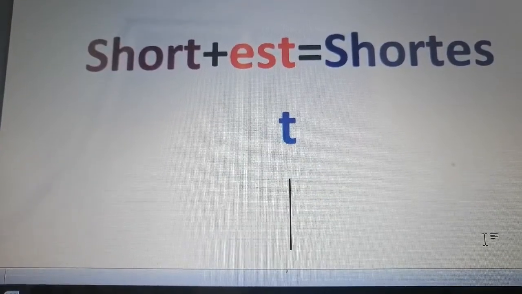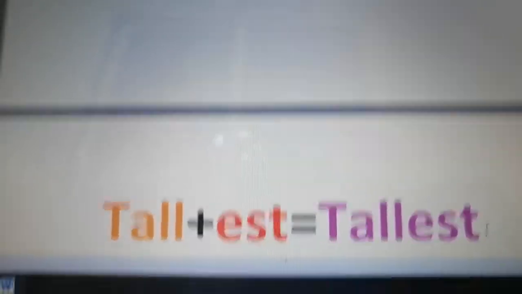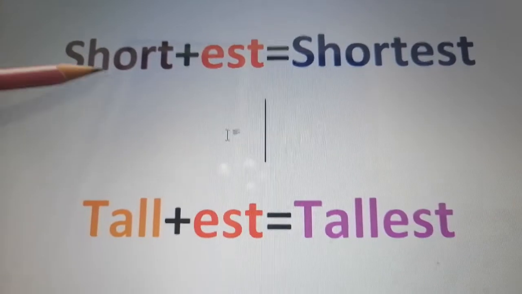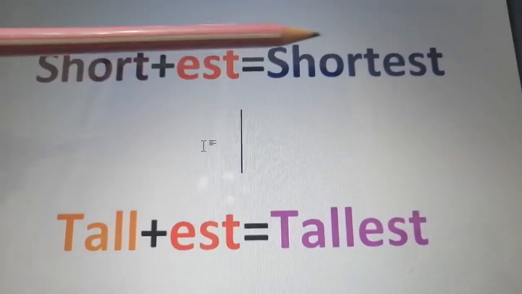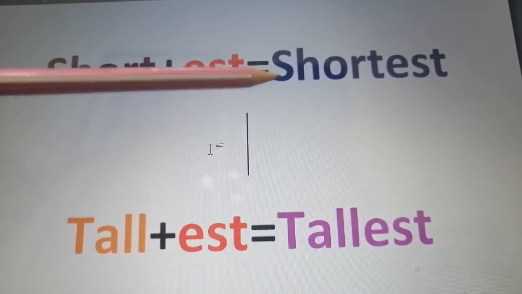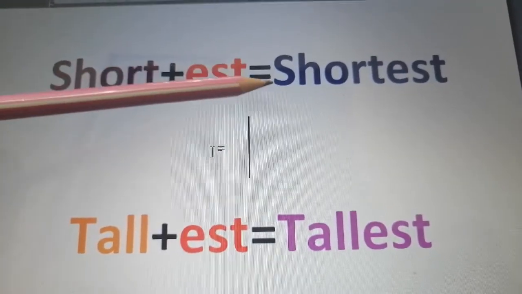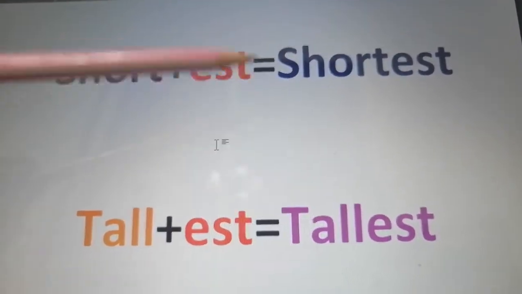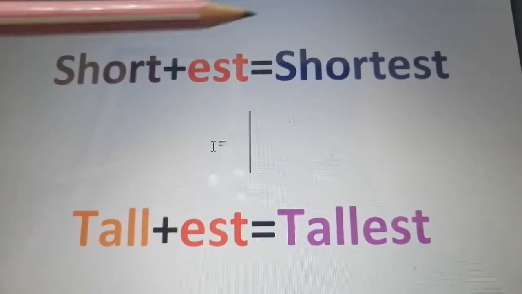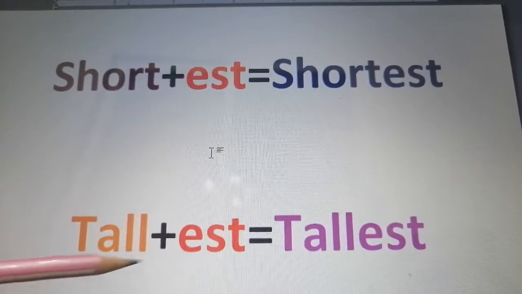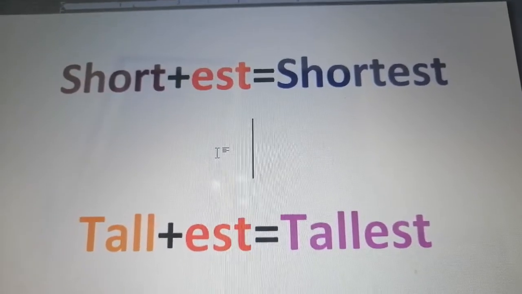Again, this is the adjective short. Then we add est to the adjective, so it is shortest. So when you see an adjective that ends with est, know that it is a comparative, and we add est because we compare more than two. Shortest, tallest. Okay? It is very easy. I think you can read it.